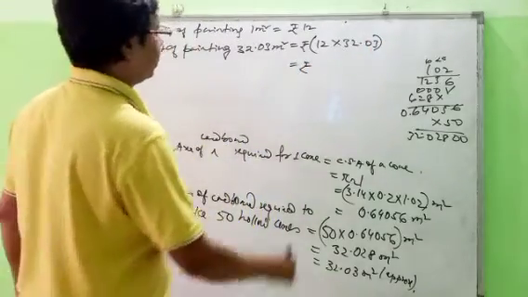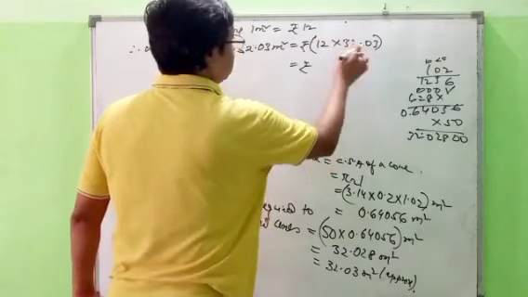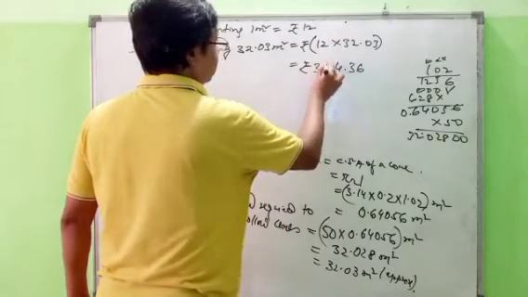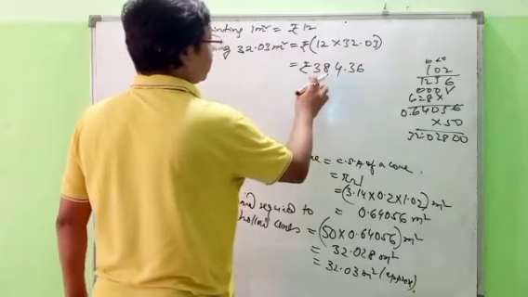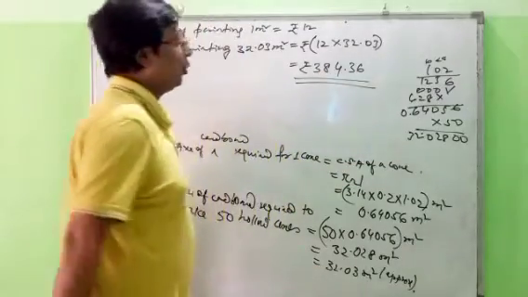So you have got here 12 3s are 36, then 12 2s are 24, 12 3s are 36, 38. So that means you have got 384.36. This is the total cost of painting the 50 hollow cones.